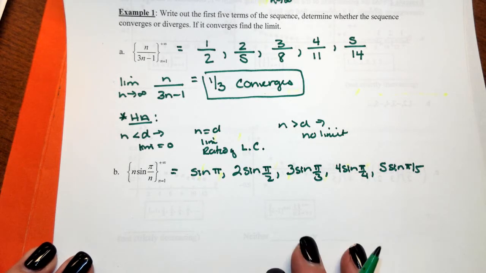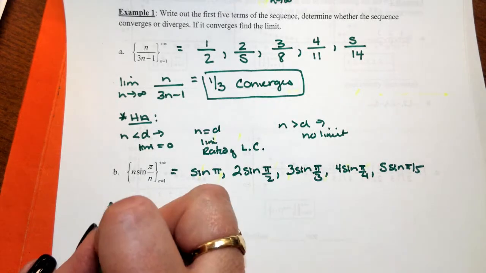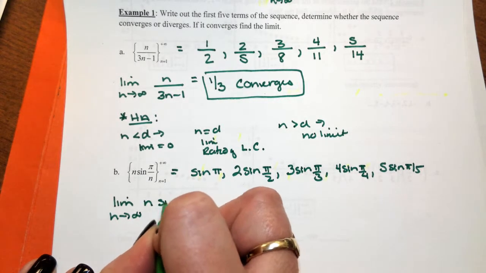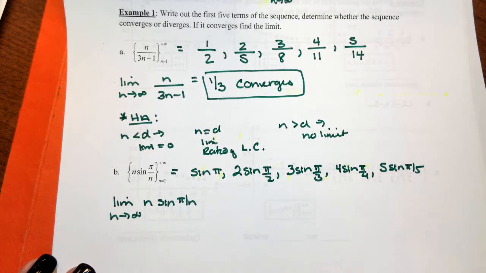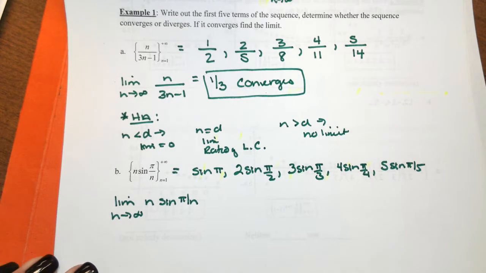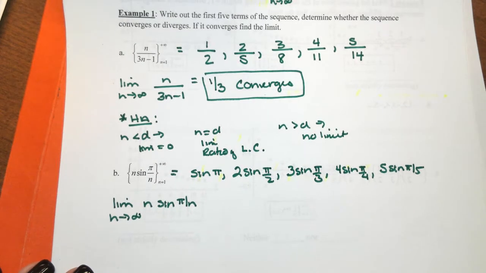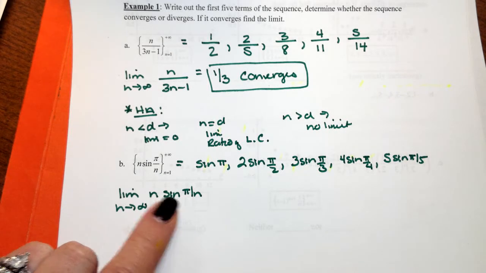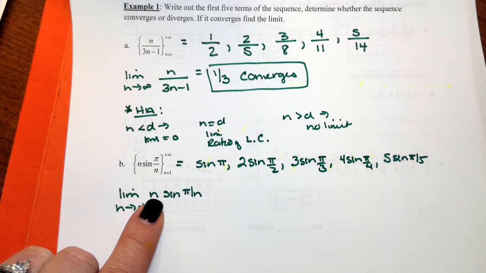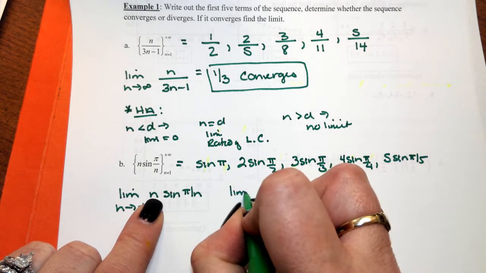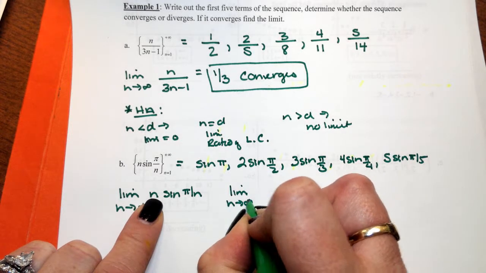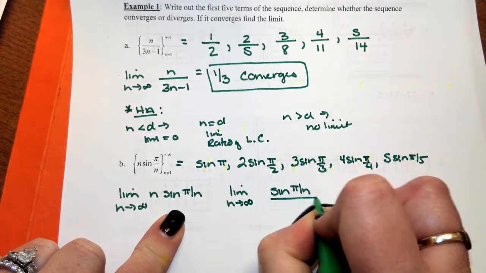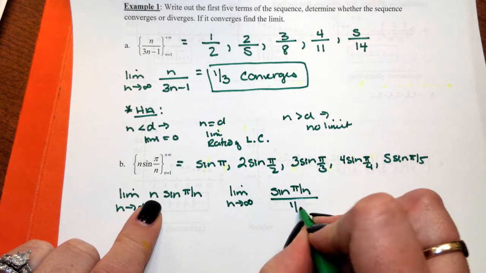So now to figure out if this is converging or diverging, we want to find the limit as n goes to infinity of n times the sine of pi over n. This is where using L'Hopital's rule, when you have a more complex limit, is going to help you. But remember, L'Hopital's rule only works if you have a ratio. So I can take this n and rewrite this as the limit as n goes to infinity of sine of pi over n, divided by the reciprocal of n, which is 1 over n.